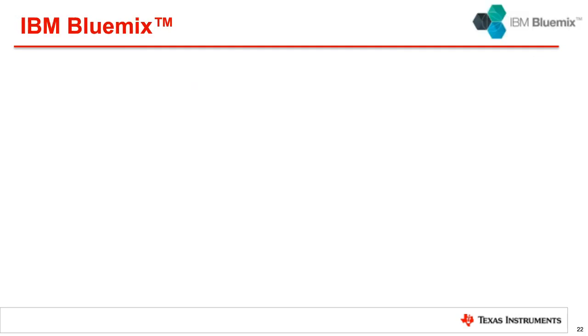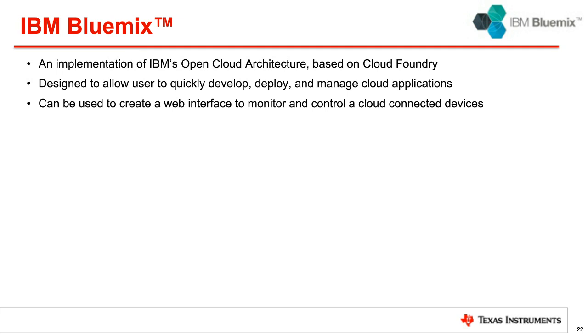The last piece to creating the gateway system is setting up the cloud service for your device. A great service for quickly developing, deploying, and managing a cloud application like the one for the gateway is IBM Bluemix. IBM Bluemix is an implementation of IBM's open cloud architecture that is based on Cloud Foundry. We can use IBM Bluemix to connect the Wi-Fi gateway to the IBM cloud and create a web interface to monitor and control any devices connected to the gateway. Now I'm going to review how we can do just this.